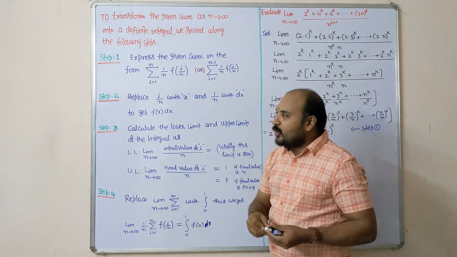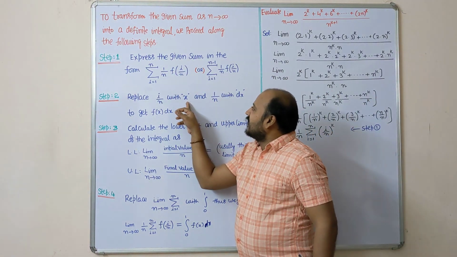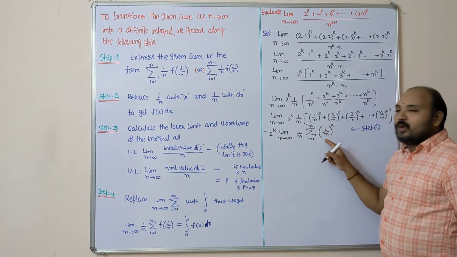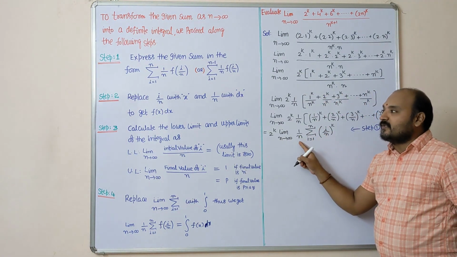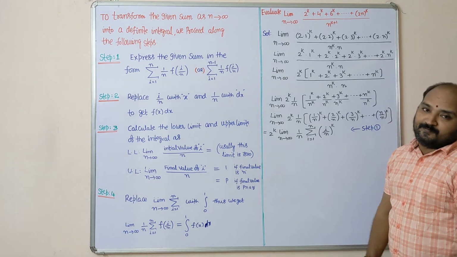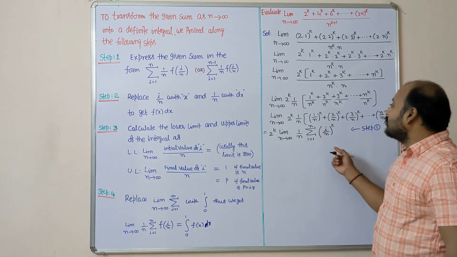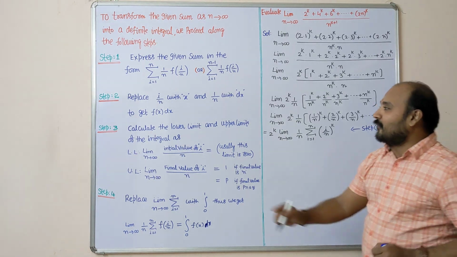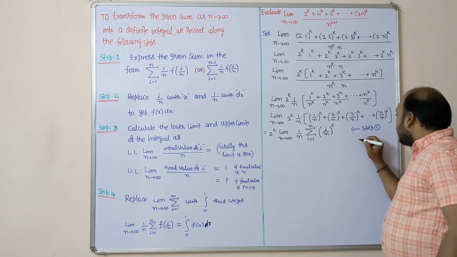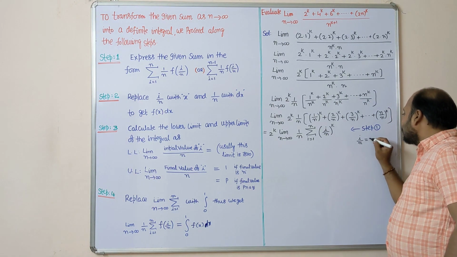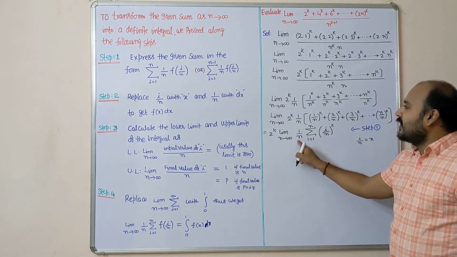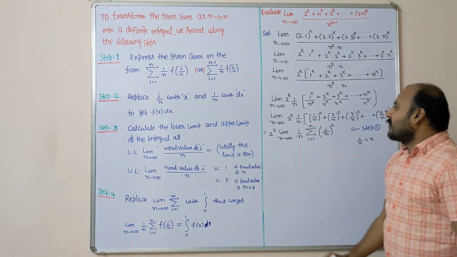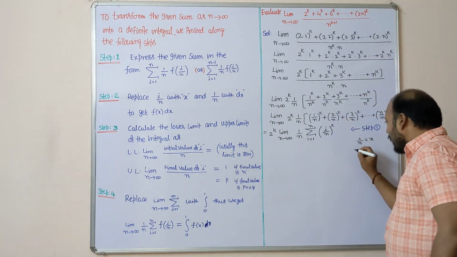After step 1, what we have to do? I by n replace with x, 1 by n replace with dx. So i by n value is x, 1 by n replace with dx, f of x dx. So we are going to write this as, even limits also we can find. I by n is equal to x, and wherever 1 by n is there, it will be dx. Limits also calculate here only.